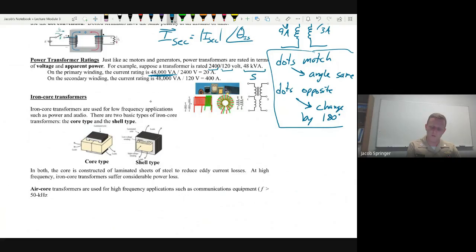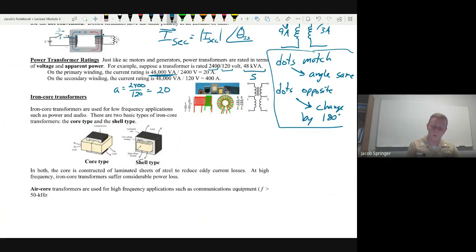So if it says 2400, 120, then this is a step down transformer going from 2400 volts down to 120 volts. You could even consider, what is the turns ratio there? A equals 2400 divided by 120, and I get 20 as my turns ratio. So that's the turns ratio of that.